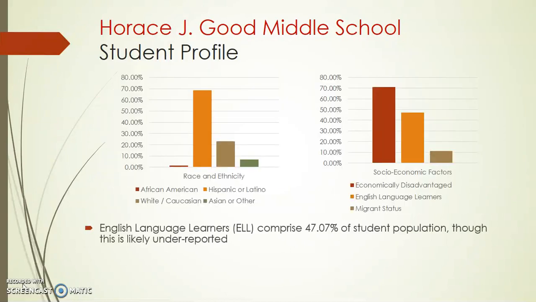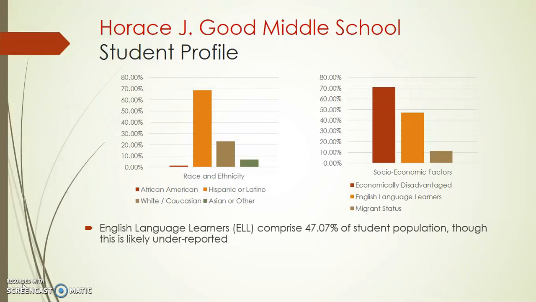Okay, when we look at our student profiles, on one side I've compared race and ethnicity to some of our socioeconomic factors. And you can see that English language learners comprise about 47% of our student population.